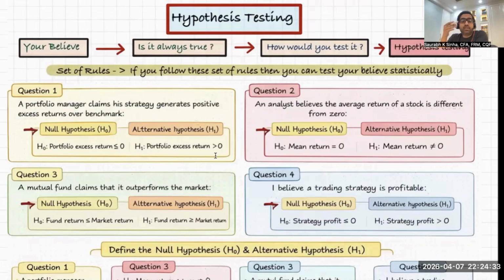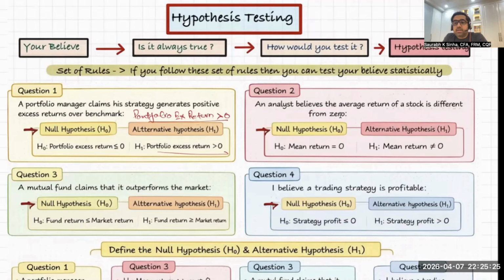And whenever there is a new belief, new claim, that becomes what? Alternate hypothesis. So what the alternate hypothesis is? The alternate hypothesis is that portfolio excess return is positive, which means greater than zero. That becomes your alternate hypothesis. H1, portfolio excess return greater than zero. That is your alternate hypothesis.